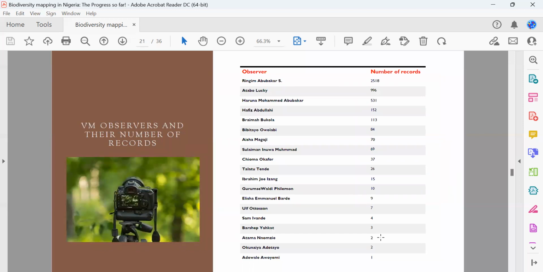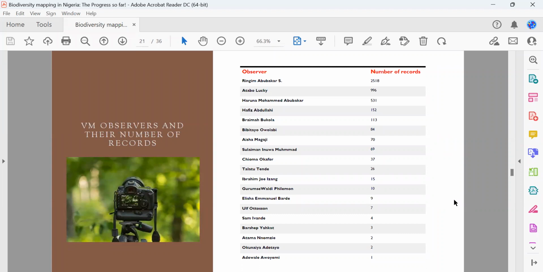So this is the number of records and observers on the Virtual Museum. But please note, this was downloaded 2 months ago, so I haven't updated the number of records in the past 2 months. But more or less, the number of records is about the same now. These are the total number of observers on iNaturalist on the Virtual Museum from Nigeria.